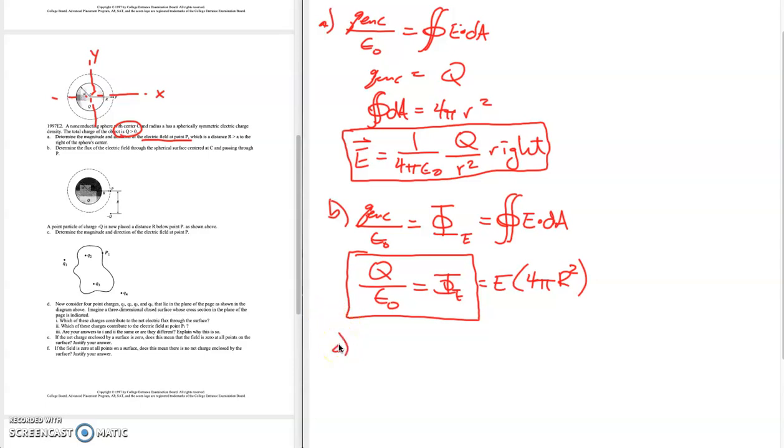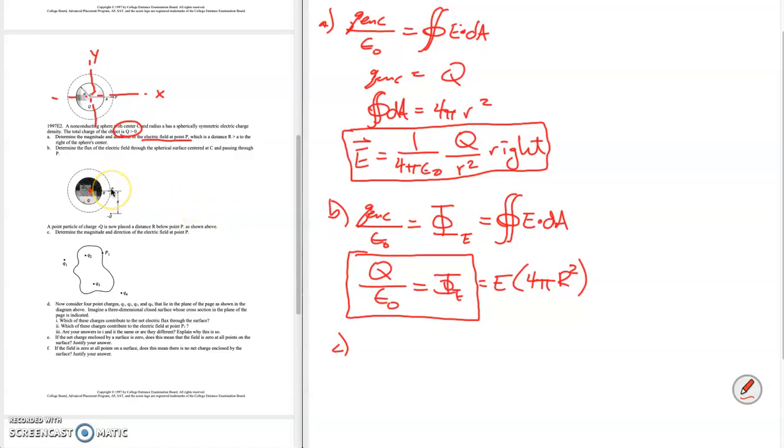Part C. Point particle negative Q is now placed at a distance. Determine the magnitude and direction of the electric field at point P. Okay, so now we have a sphere of charge, which as soon as we're outside of it, might as well just be a point charge. And it's going to produce an electric field to the right. So that's going to be E plus. And this minus charge is going to produce an electric field down. And those arrows should not be rotated like that.